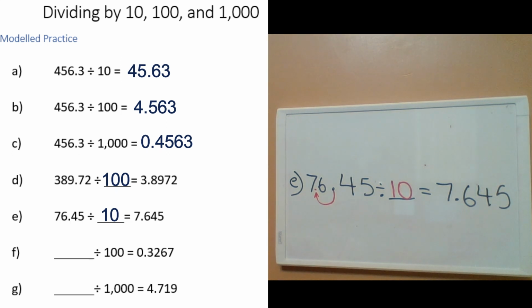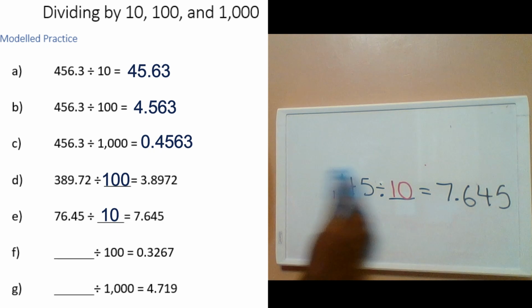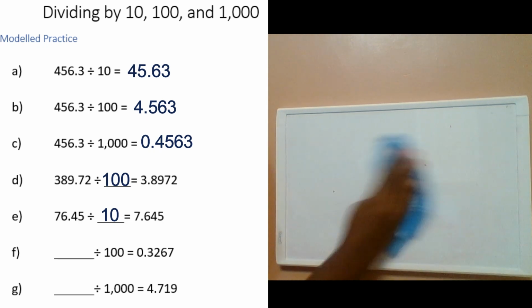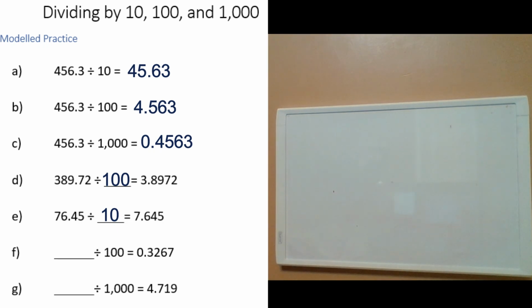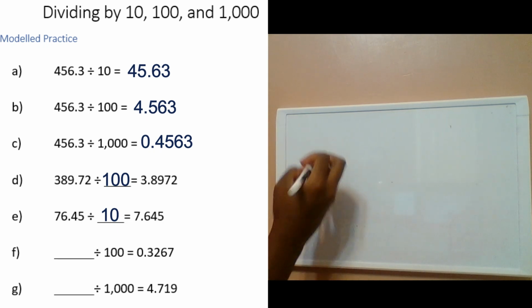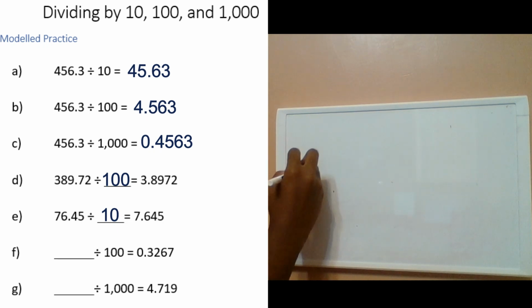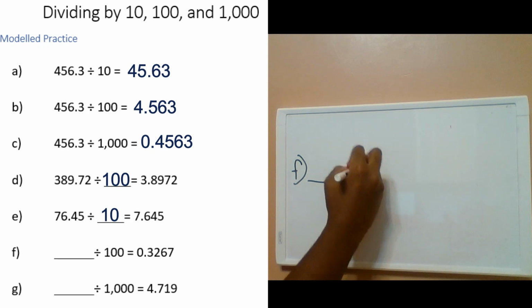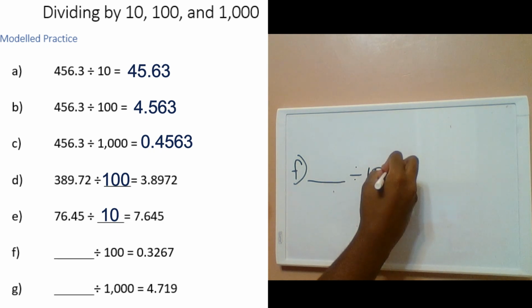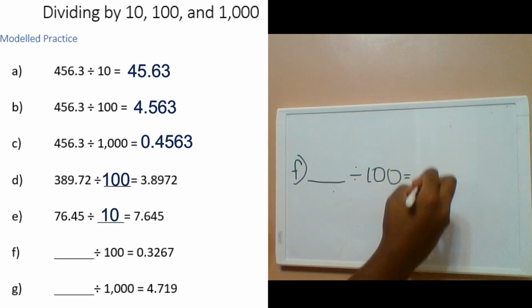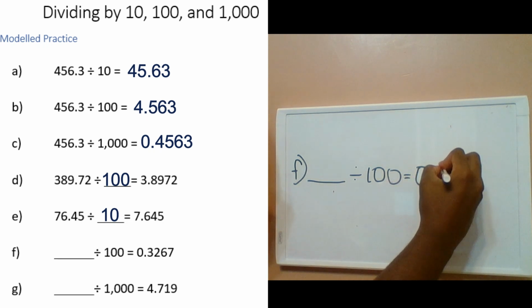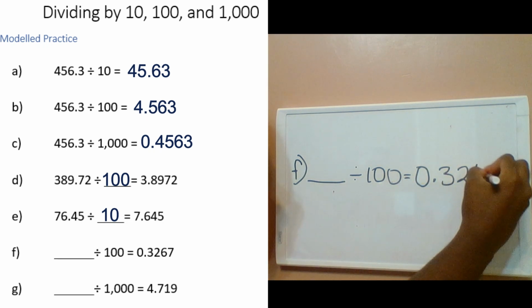Now let's move on to F and G. These are similar to D and E, except we know what we've divided by. We just don't know the starting number. So for F, some number divided by 100 gave the answer 0.3267.